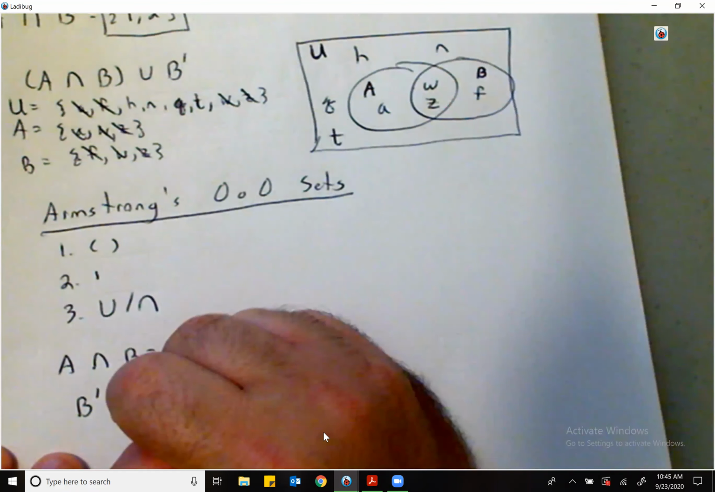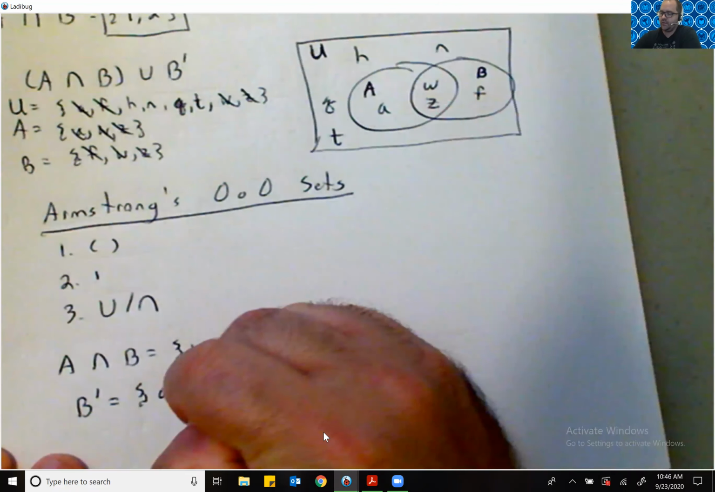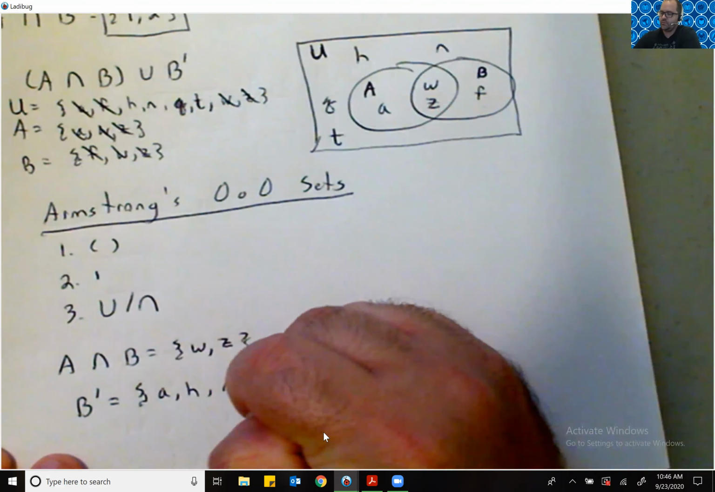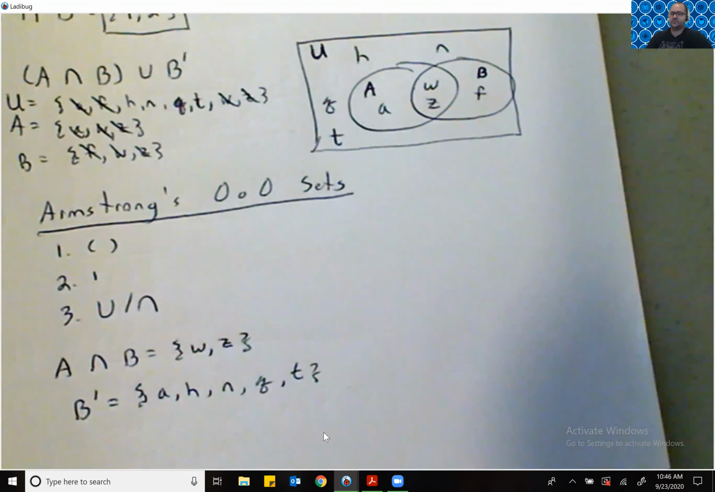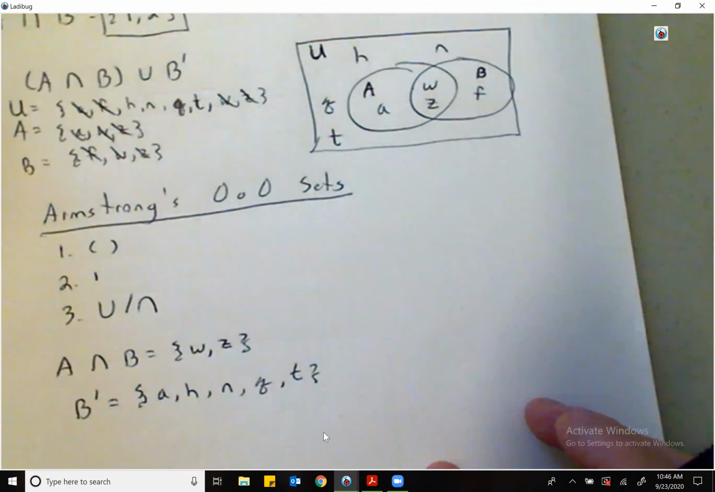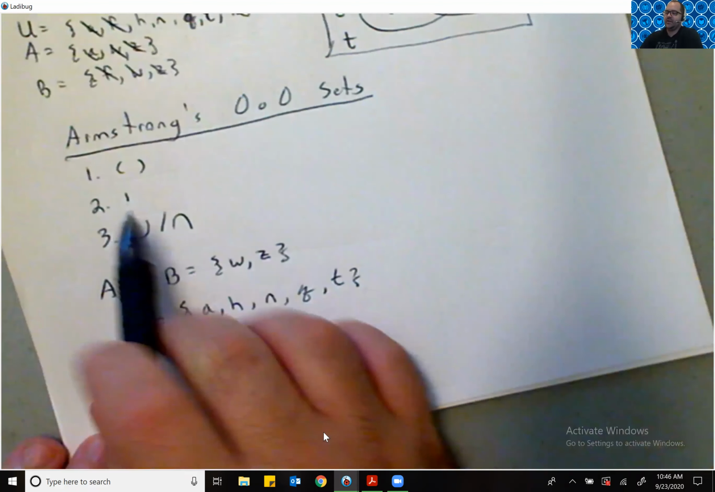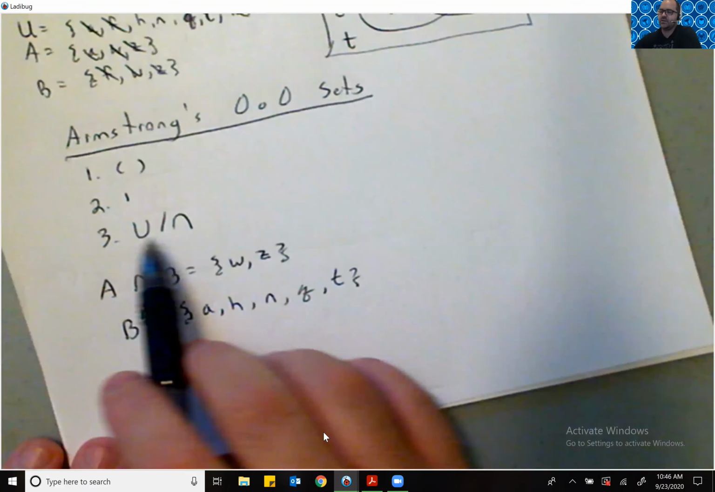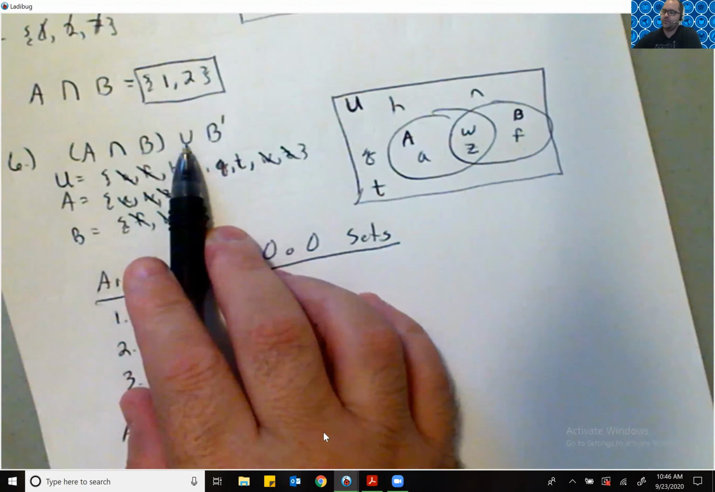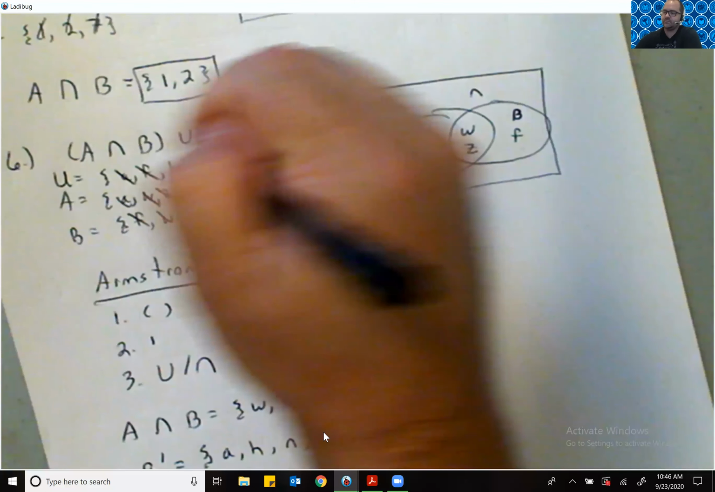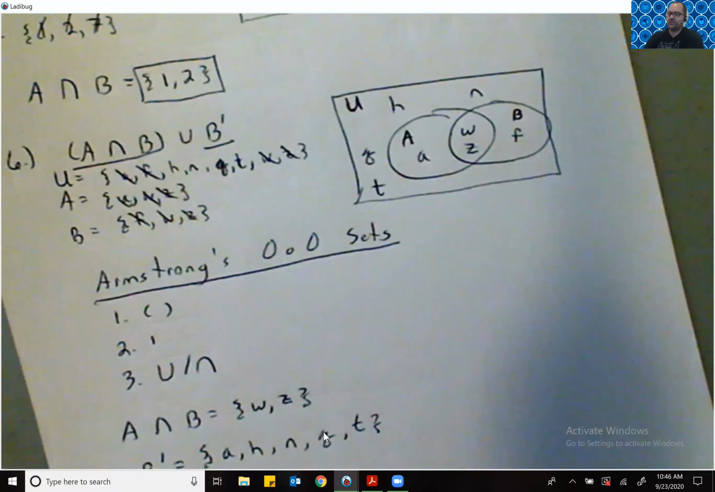A, H, N, Q, T. Does that make sense? Yes. All right, so now we're at the last piece. We took care of the complement. Now we're back to unions and intersections. And so now we want the union of these two sets, which we have down here. What does union want?